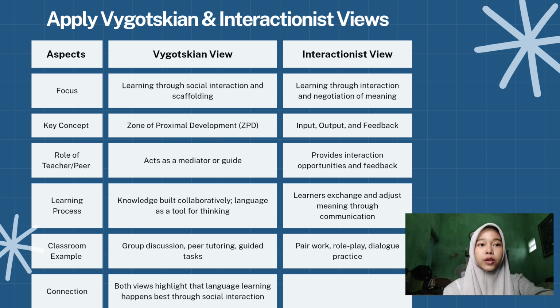The next part is the key concept. Vygotsky introduced the idea of the zone of proximal development, or ZPD, which is the distance between what a learner can do alone and what they can do with help. This is where learning happens. The main strategy here is scaffolding, where the teacher gives guidance step by step until students can be independent. On the other hand, the interactionist theory focuses on input, output, and feedback. Students need to receive language input, produce output, and get feedback to improve their language skills.